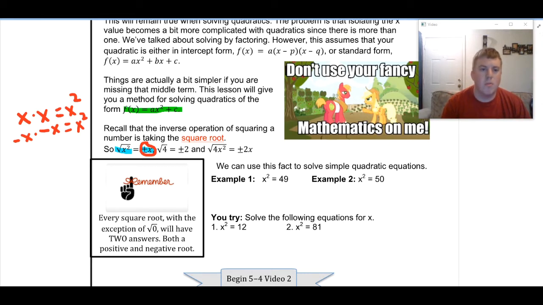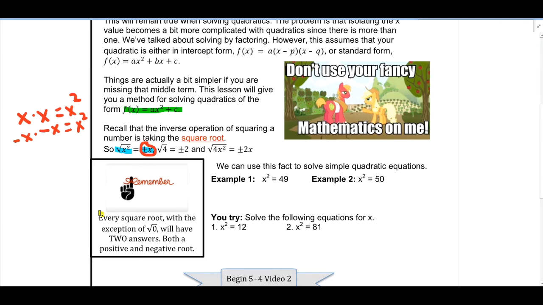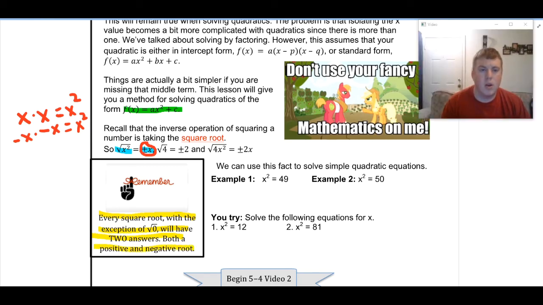Now, we did put a little reminder here for you guys. Remember that every square root, with the exception of the square root of 0, will have two answers, and you will have both a positive and a negative root. So whenever you are taking the square root, you're always going to need that plus and minus sign in front of it unless your answer is going to be 0. Because remember, 0 is neither positive nor negative. So we look at a couple other examples. The square root of 4 would give us plus or minus 2. And taking the square root of 4x squared would give us plus or minus 2x.